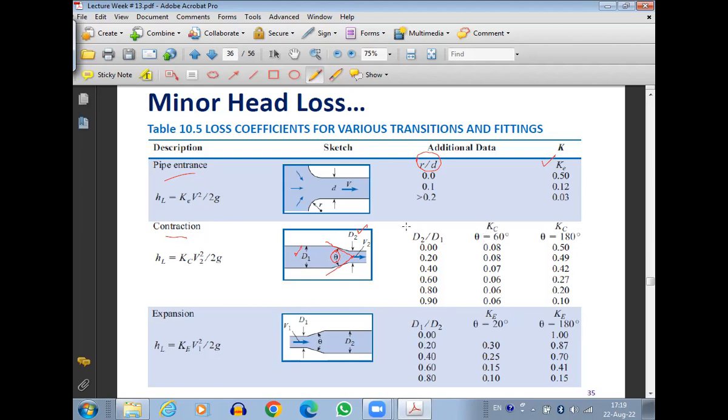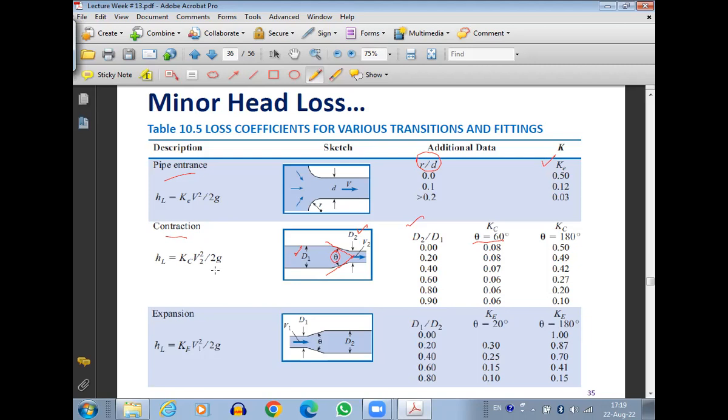So based upon D2 by D1 and the angle of contraction: if the angle of contraction is 60 degree, then these are the values of Kc. If the angle of contraction is 180 degree, then these are the values.